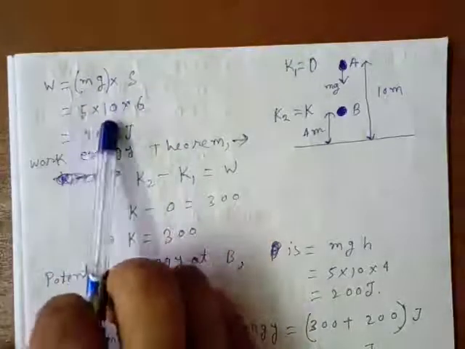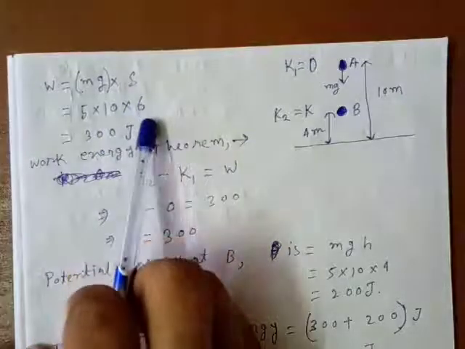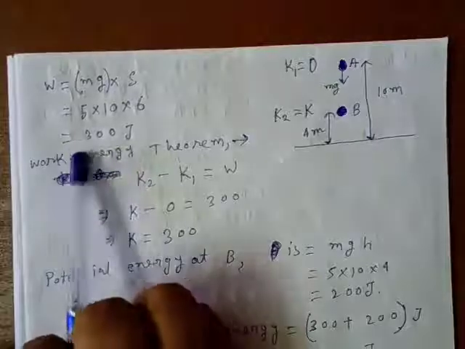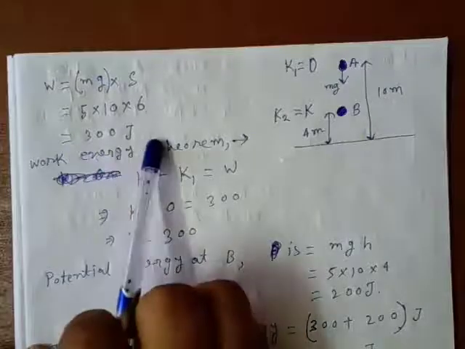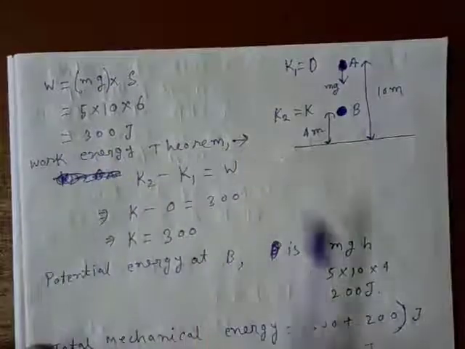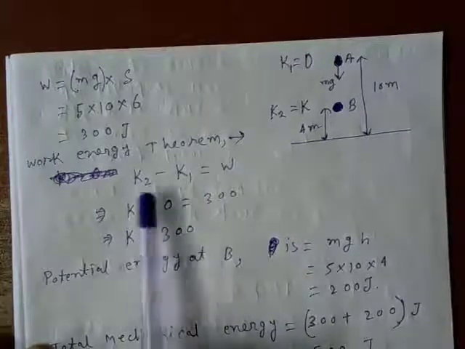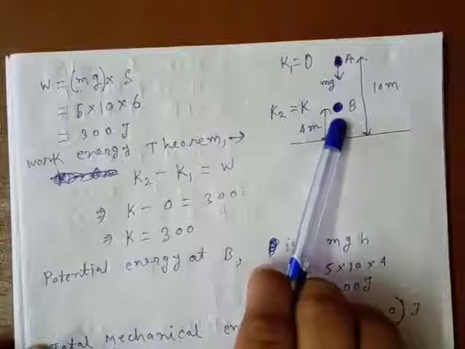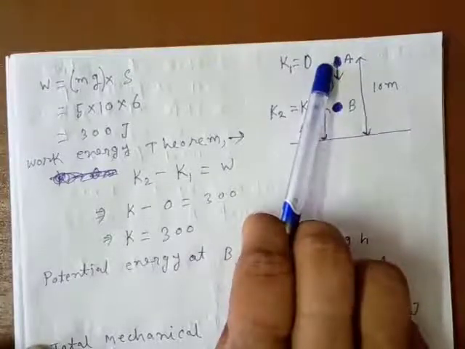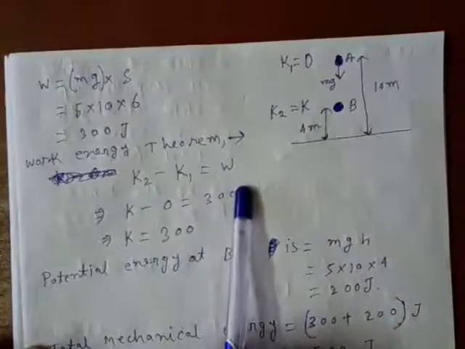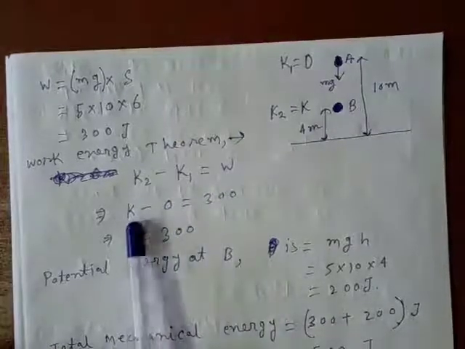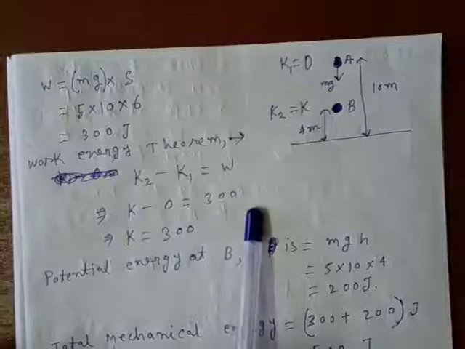So 5 multiplied by 10 and displacement is 6. So total work done on that body by gravitational force is 300 joule. Okay, now by work energy theorem, change in kinetic energy will be the kinetic energy at point B minus kinetic energy at point A equals work done on that body. So K2 minus K1 is W. Now K minus 0 equals 300.